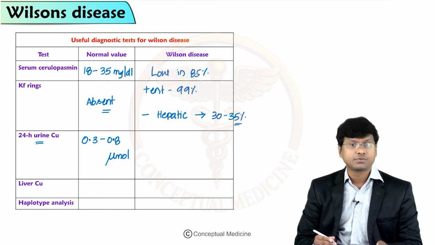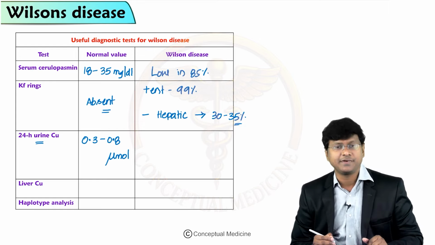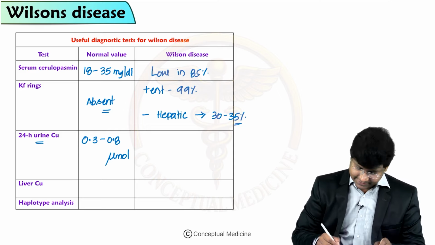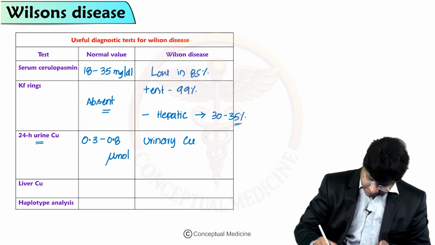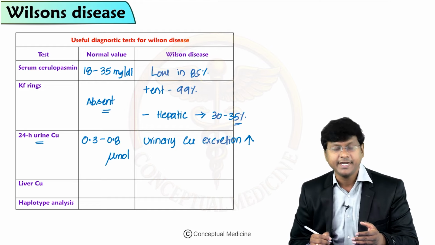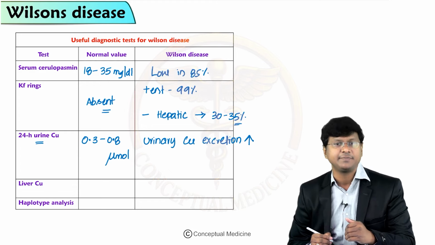Right, 0.3 to 0.8 micromoles. Whereas in Wilson's, what will happen? Urinary copper excretion is increased. And how much will it be? The normal value is 0.3 to 0.8 micromoles.